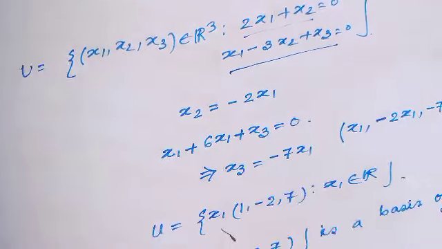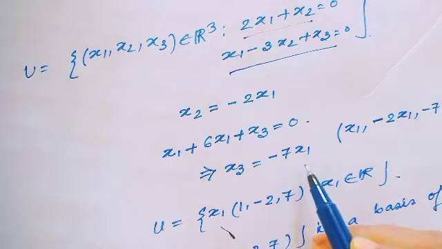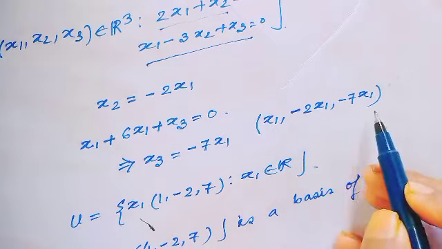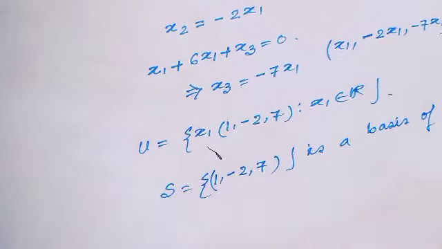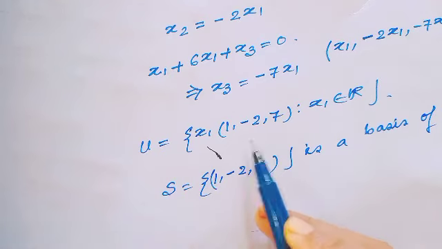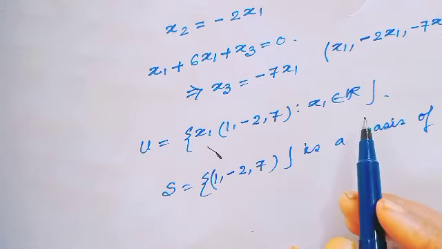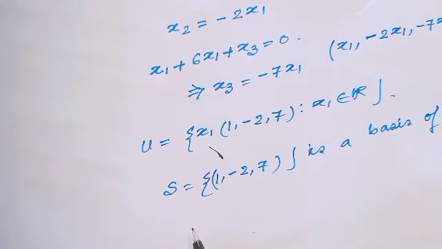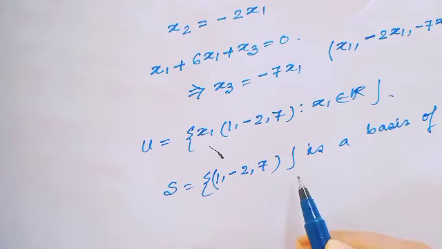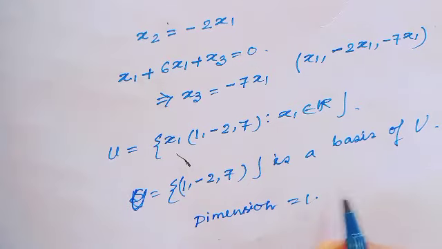Then this would give x3 equals minus 7x1. Then the vector is of the type (x1, -2x1, -7x1). Therefore U is generated by x1 times (1, -2, -7), where x1 belongs to the real numbers. This means the basis of this set U would be (1, -2, -7). Since this set U contains only one vector, the dimension of this set is 1.